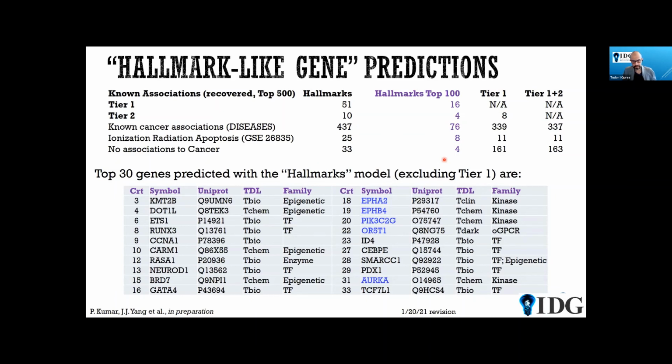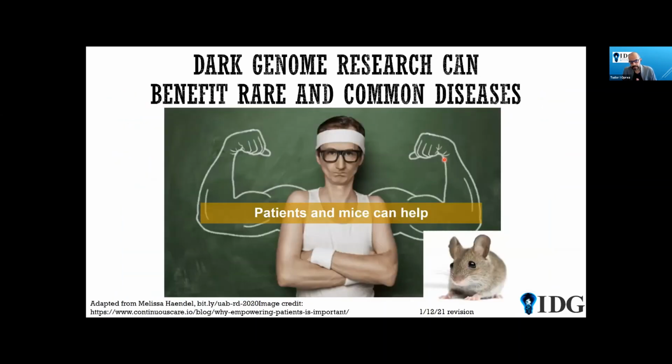And it turns out that for people working in cancer, most of these targets are very familiar. So we think that they might be considered hallmarks of cancer. So they probably require additional attention. So with that, I stop. I hope I convinced you that you can use dark genome research to benefit both rare and common diseases. Of course, the question is, can you use machine learning? The answer hopefully is yes.